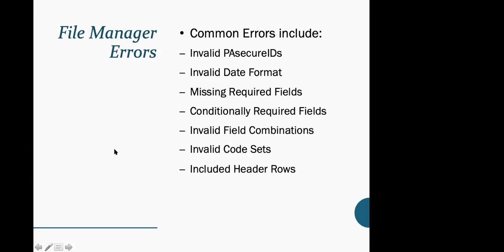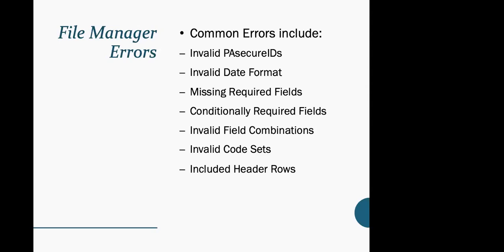All right, now back to our File Manager possible errors. And once again, we are looking at just that file. So you could have a PA Secure ID that's not correct. You could have a date format that's not in ISO. You could have a missing required field. You could have conditionally required fields that are missing. And we'll look a little bit later at what exactly a conditionally required field is.